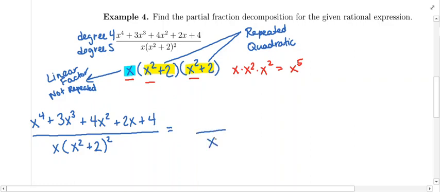It will be over x. And this is degree 1. So in the numerator, we need to go down a degree to degree 0, which is just a number. Okay, that's it for the blue x.